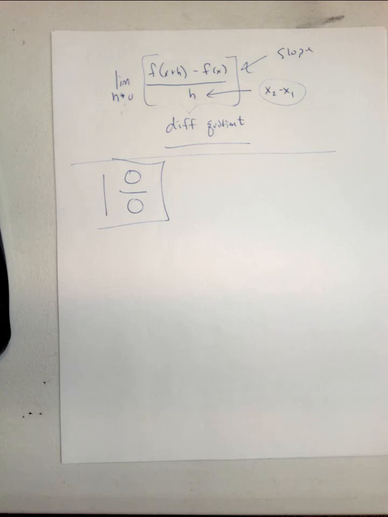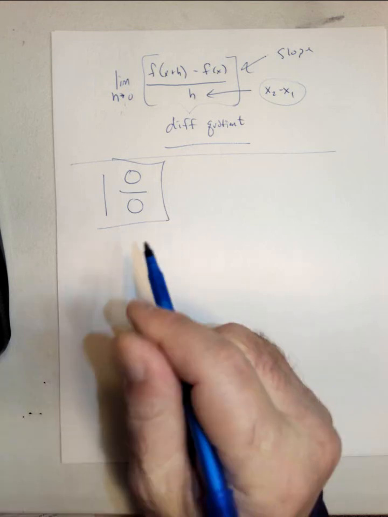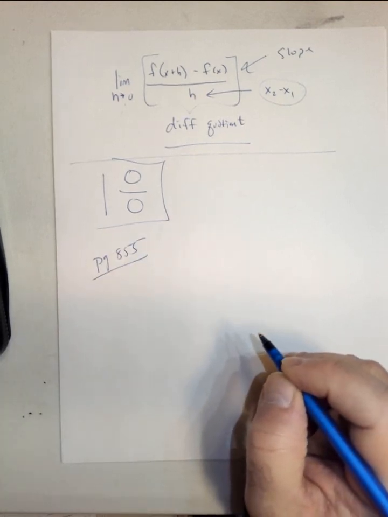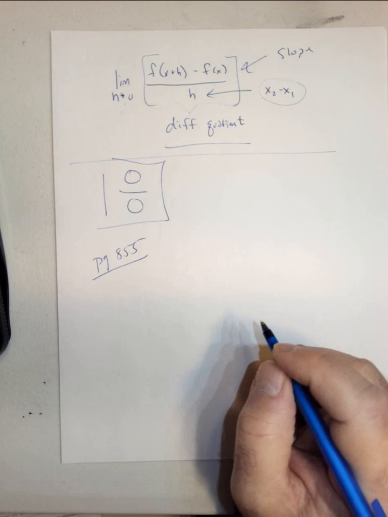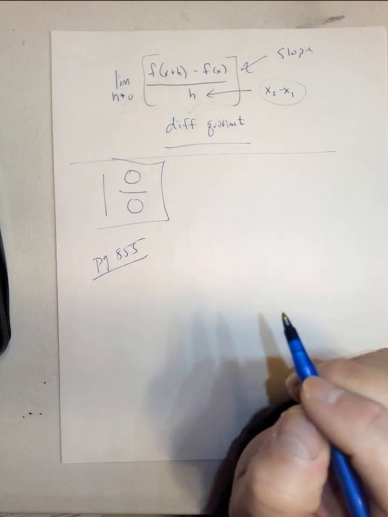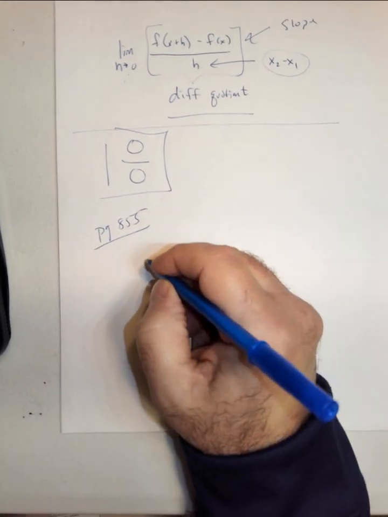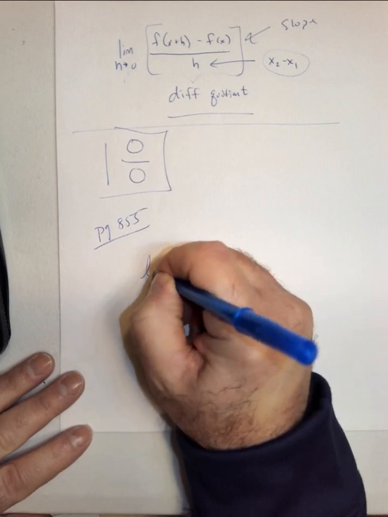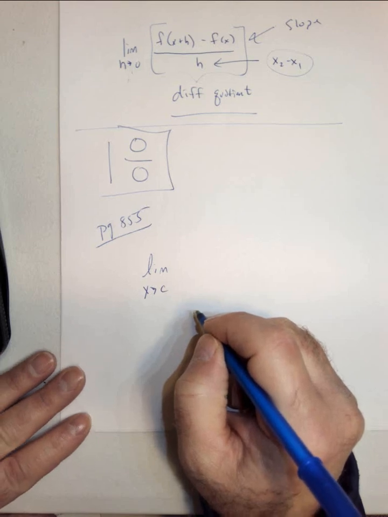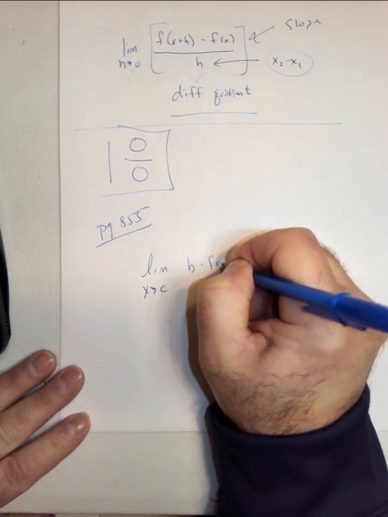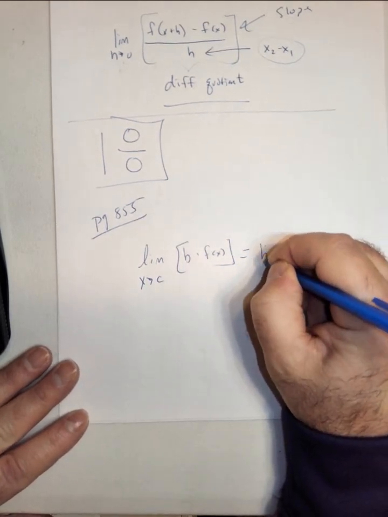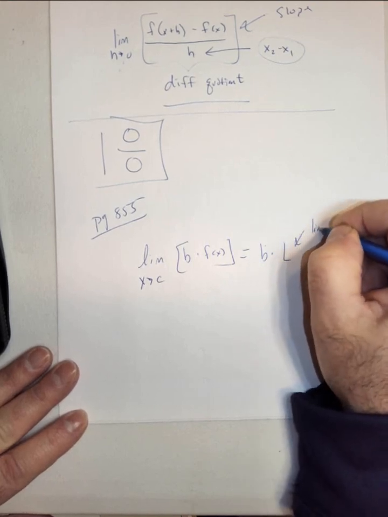There's also, on page 855, there are some basic limits. There are some properties of limits. And the properties of limits are what are really important here. You have the limit as x approaches c of b times some function, which is equal to b times L, where L is the limit.